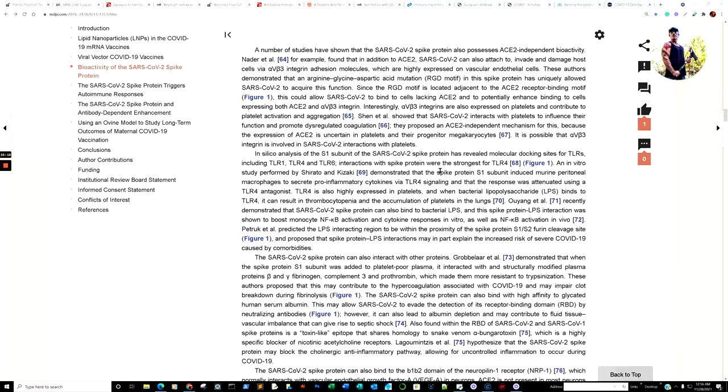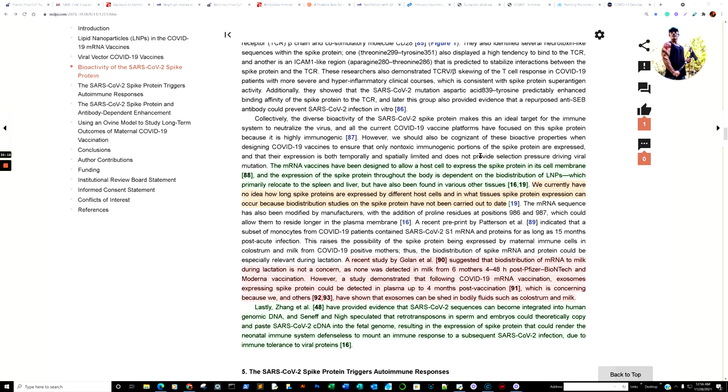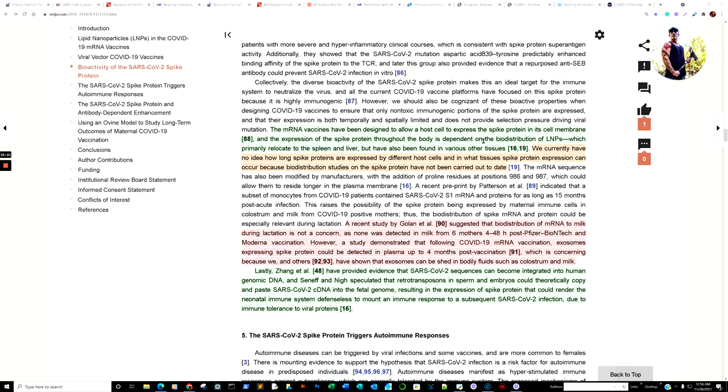Lots of information in reference to this article, and it is like a train wreck of potential negative outcomes. But to proceed. The mRNA vaccines are designed to allow a host cell to express a spike protein in the cell membrane, and expression of the spike protein throughout the body is dependent on the biodistribution of the LNPs, which primarily relocate to the spleen and liver, but it has also been found in various other tissues. We currently have no idea how long spike proteins are expressed by different host cells, and in what tissue spike protein expression can occur, because the biodistribution studies on the spike protein have not been carried out to date.